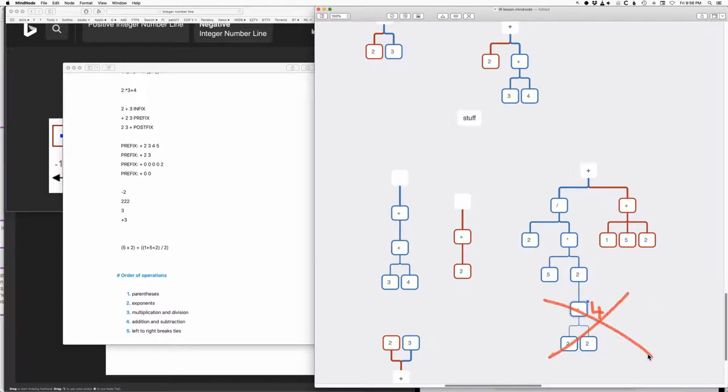Okay, so we can't have a number below a number. So if you can't have a number below it or an operator below it, then I guess there's nothing we can have below it. Yep, numbers are always the leaves. Hmm.